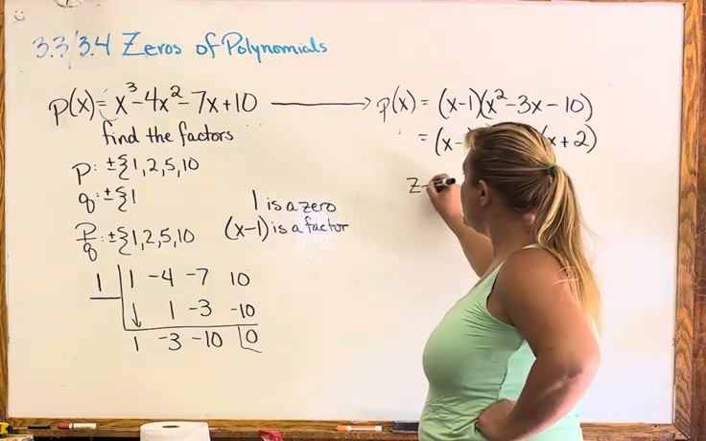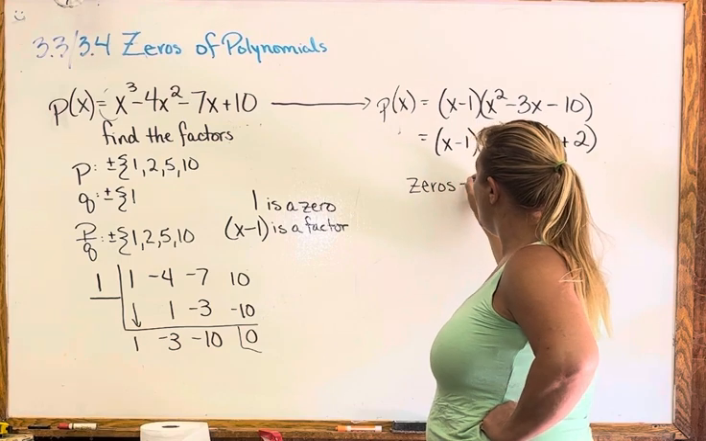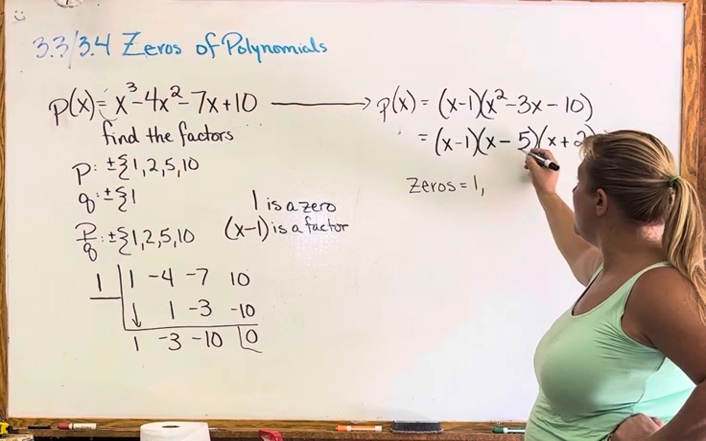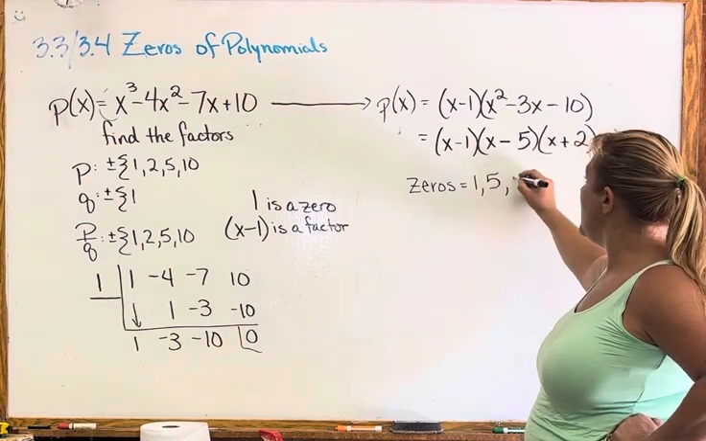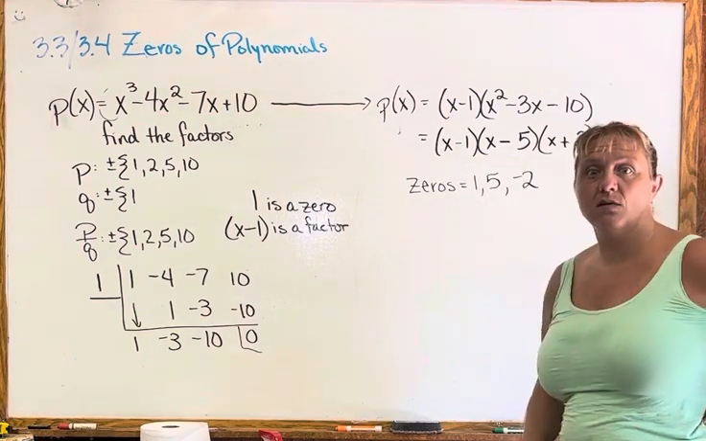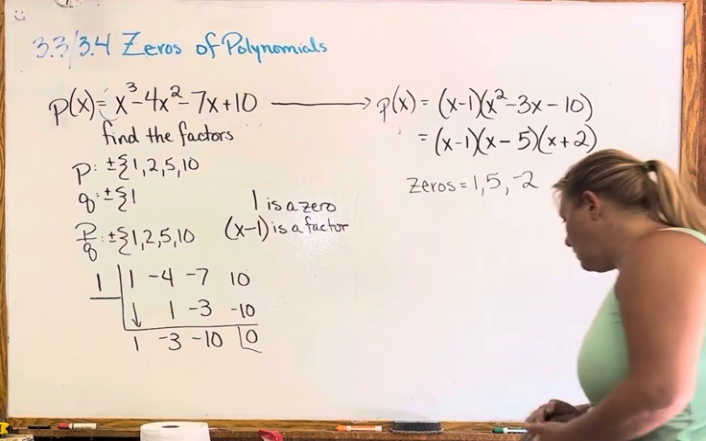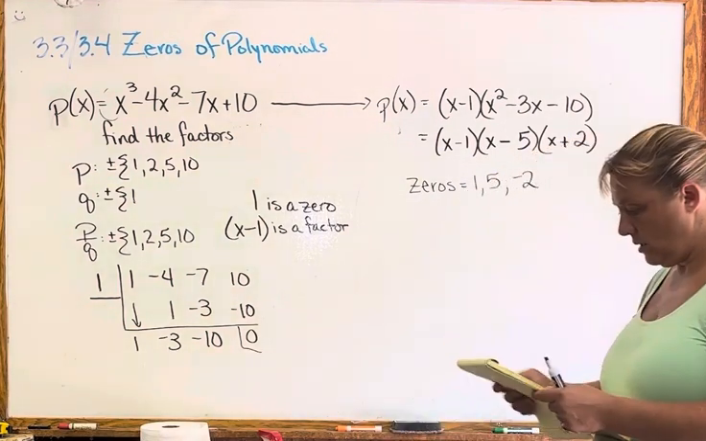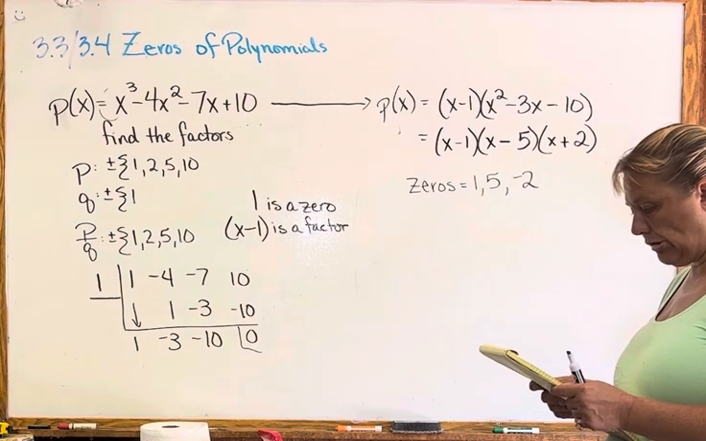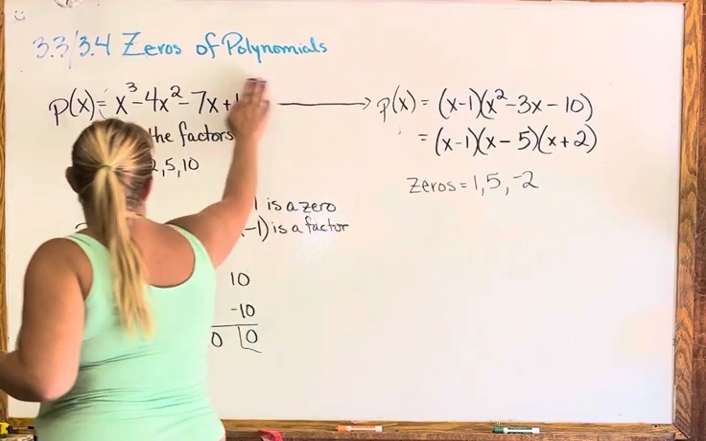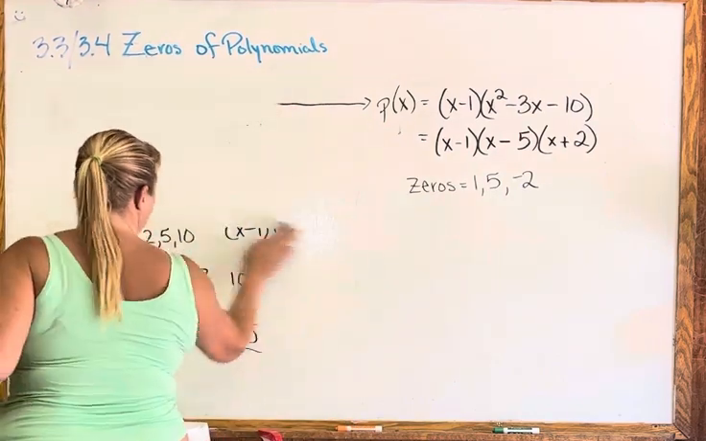If we want the zeros, we would just figure out where each piece equaled 0. So that one's 1, that one's 5, and this one's -2. So the zeros to this guy are 1, 5, and -2. All right, let's do one more, and then we'll take a break or come back for part 2.